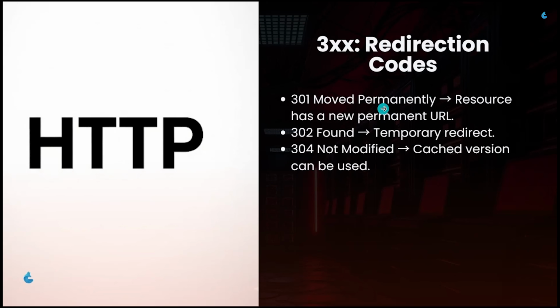Redirection codes. Redirection codes guide the client. For example, 301, Moved Permanently, tells you that a resource has shifted to a new permanent location. 302 Found is a temporary redirection. And 304, Not Modified, works with caching, telling your browser to reuse the cached version instead of downloading again.